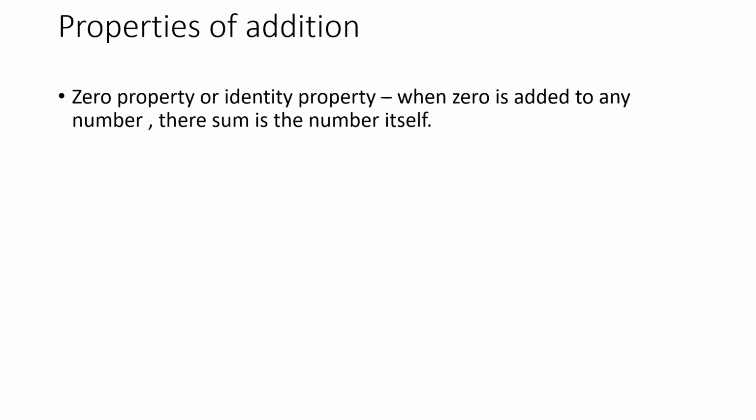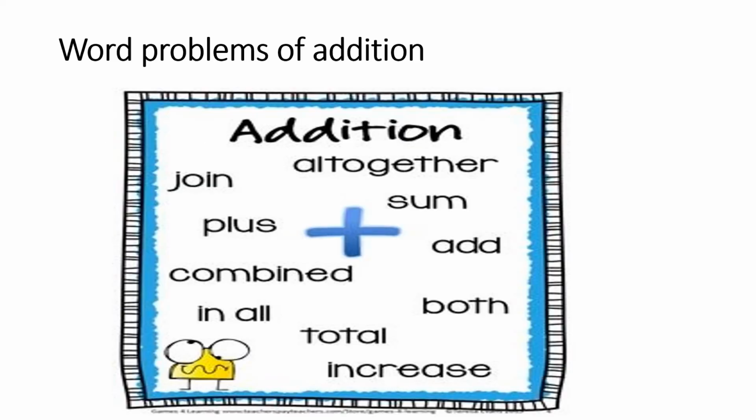The next property is the zero property or identity property. Why is it identity? Because when 0 is added to any number, their sum is the number itself. For example, 1 crore 12,34,506 plus 0, we get 1 crore 12,34,506 again.